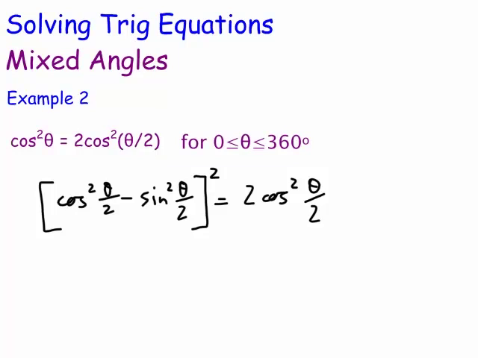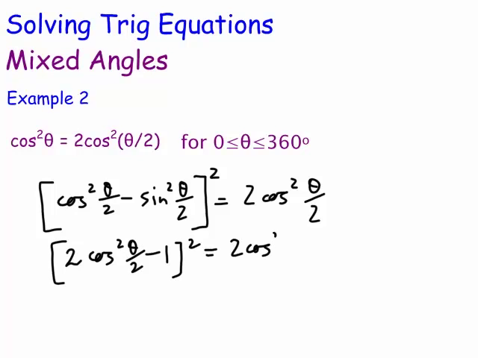Now, what are we going to do now? Well, we've got sine squared there. We need to write it in terms of cos squared, so we'd write that as 2 cos squared theta on 2 minus 1, all squared. Okay, that's not too bad.